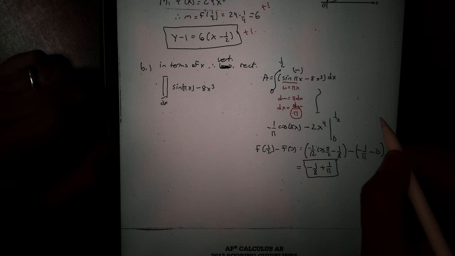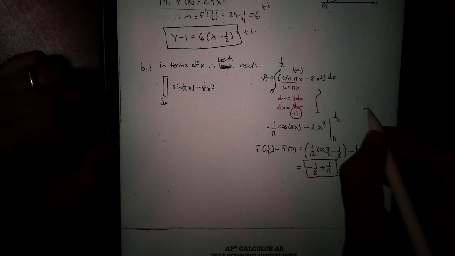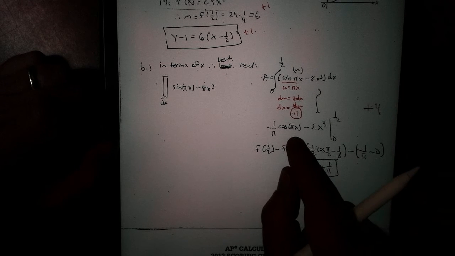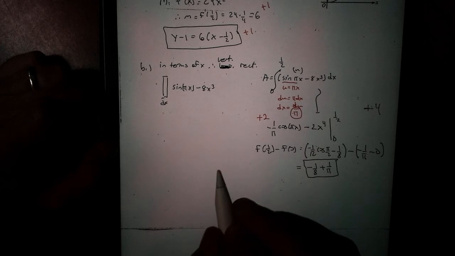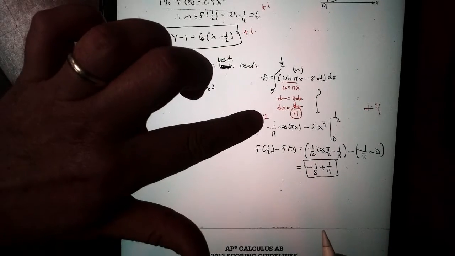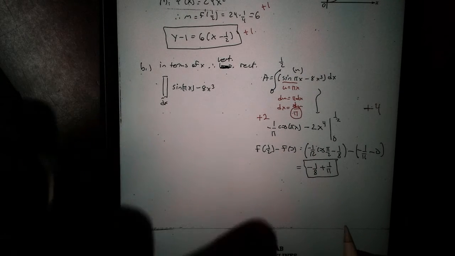All right, this question right here is worth 4 points on the AP. The reason why this is worth so many points is because that's a really tough antiderivative. The antiderivative alone was worth 2 points. But if you can't get the antiderivative correctly, you can still get a point for your answer. So do the best you can. Not too bad to do.